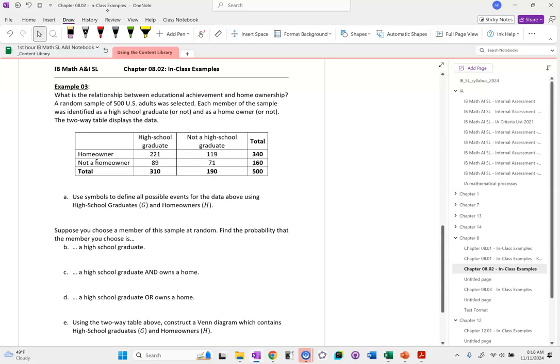Next example. What is the relationship between educational achievement and home ownership? A random sample of 500 U.S. adults was selected. Each member of the sample was identified as a high school graduate or not, and a homeowner or not. The two-way table displays the data. Use symbols to define all possible events for the data above using high school graduates G and homeowners H.